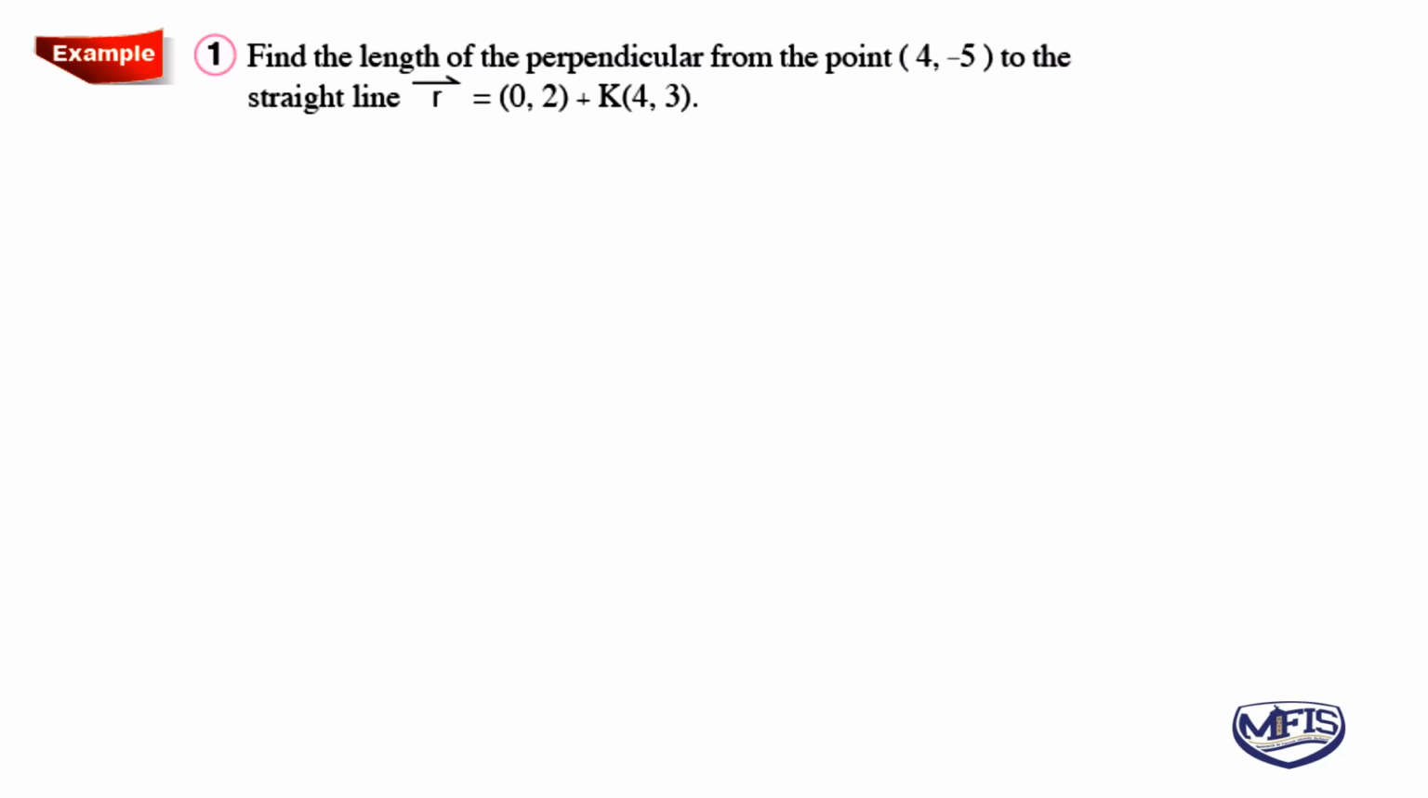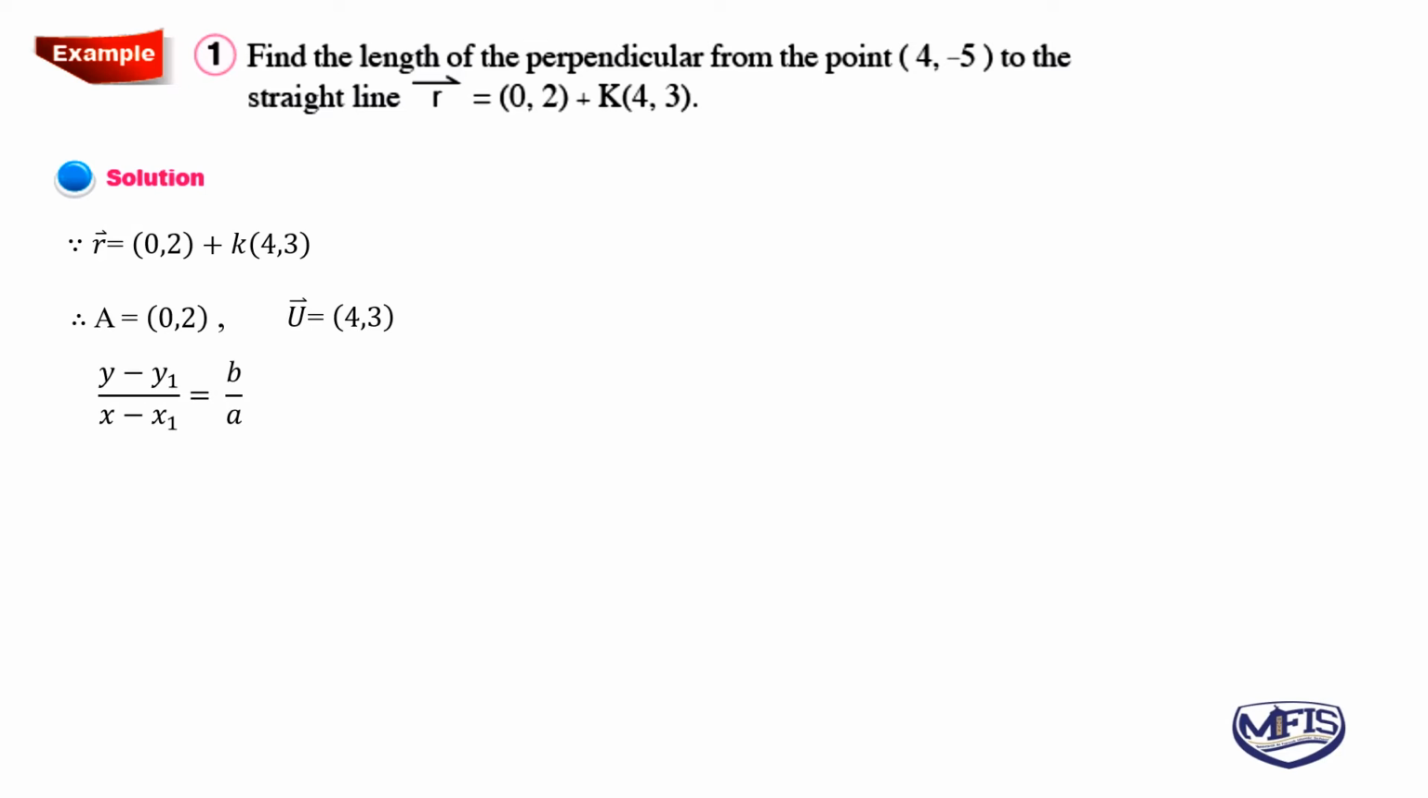Let's take an example. Number 1: find the length of the perpendicular from the point (4, -5) to the straight line whose equation is r vector = (0, 2) + k (4, 3). So we have the point A (0, 2), and the u vector will be (4, 3).